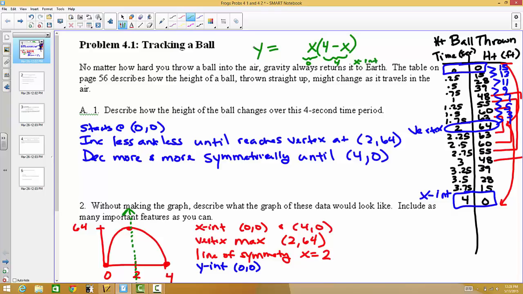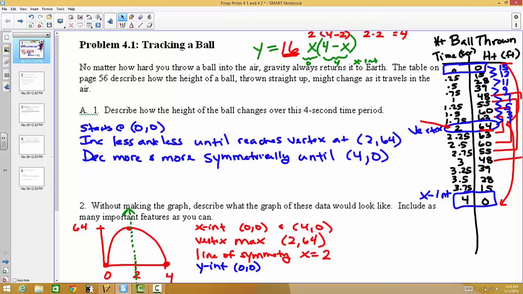So to figure out what the coefficient would be, what the number right here would be, you would pick the vertex as a great point to plug in. And if you plug in 2 times 4 minus 2, you get 2 times 2, which is 4. Well, you need to get 64. So if you multiply that by 16, you would get 64 because 16 times 4 is 64.